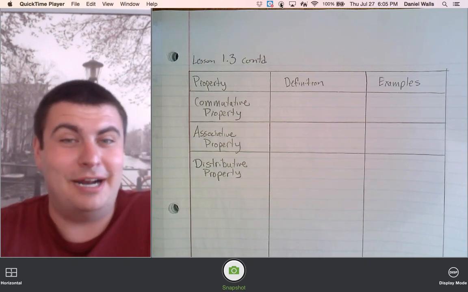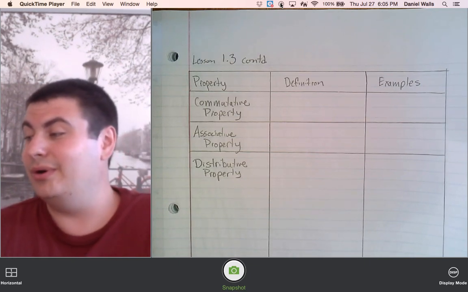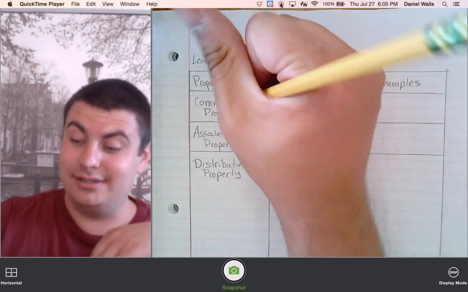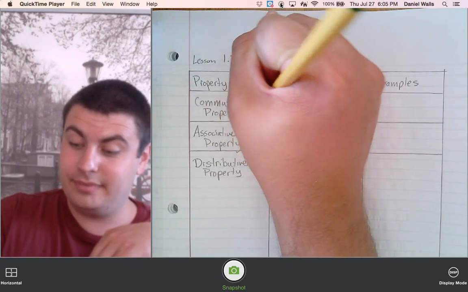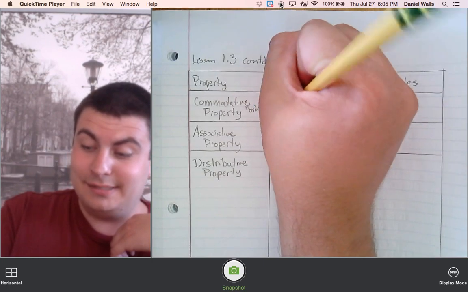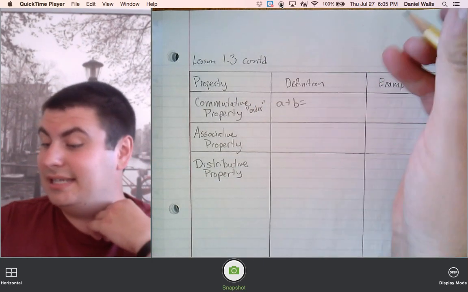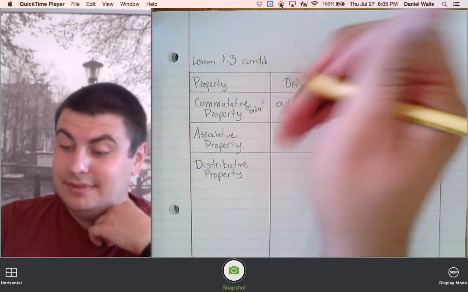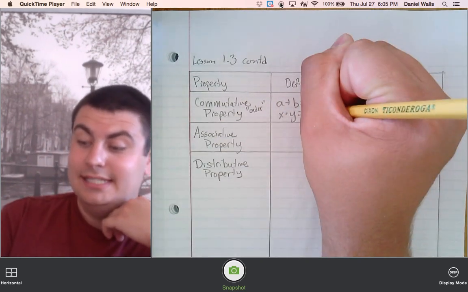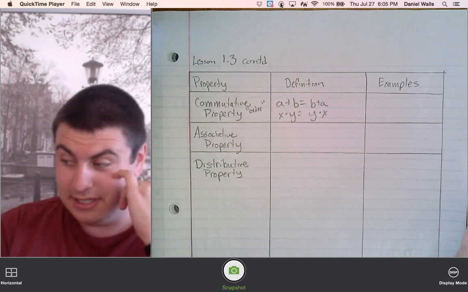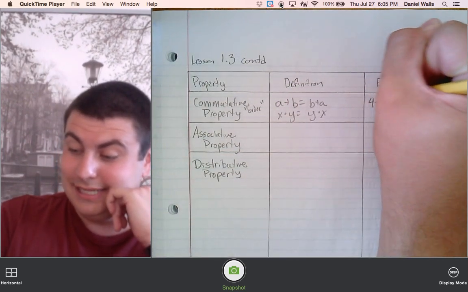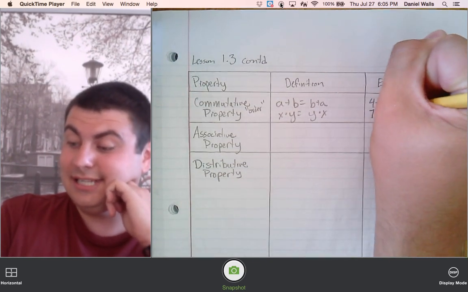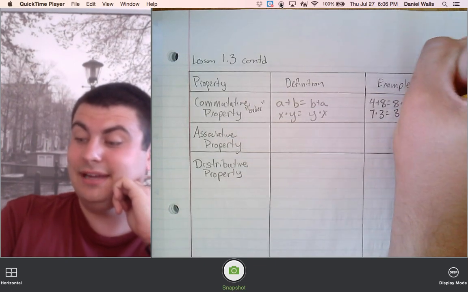The commutative property says that the order in which you add or multiply numbers does not change the sum or product. So the commutative property is about order, and it essentially says that a plus b is the same as b plus a, and also x times y is equal to y times x. For example, 4 plus 8 is the same thing as 8 plus 4, and 7 times 3 is equal to 3 times 7.